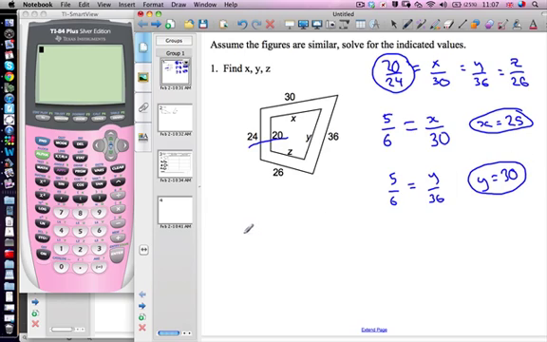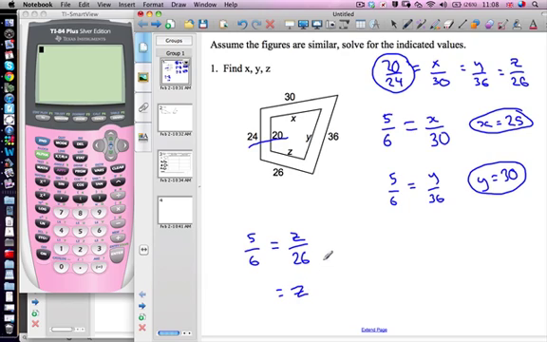Right. Try to do the same with the next one. We've got 5 over 6 equals z over 26. Right, not so obvious this time. 6 doesn't just times by a whole number to get 26. So what we'll do is we'll do a bit of algebra. We'll get z on its own.